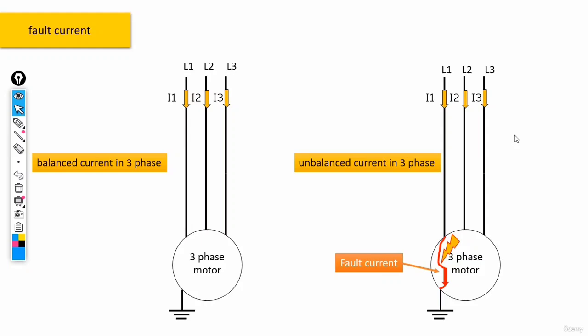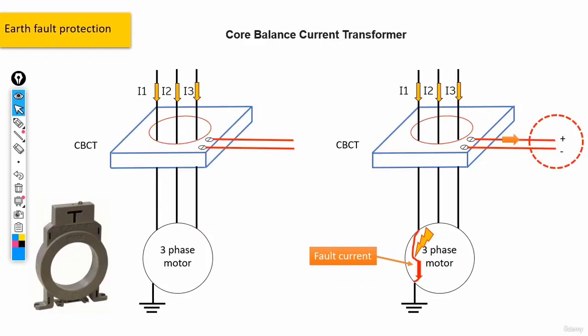Now guys, to protect our motor against these unbalanced currents or fault currents, we actually need to use some new devices, some new equipment. The first device that we can use is the core balanced current transformer. We've actually seen its abbreviation before, CBCT. Now, when we want to connect our 3-phase system to our motor, the electrical currents should move through our CBCT transformer. And by the way, a CBCT transformer has a shape like this.